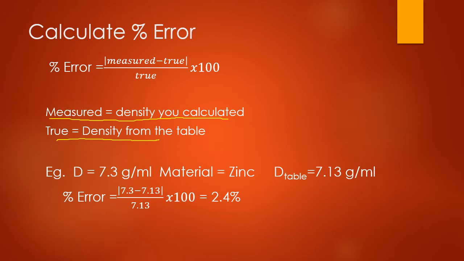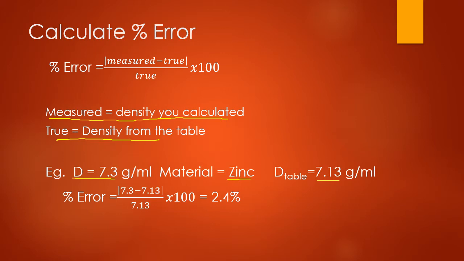So let's look at an example. Say you calculated your density using your measurements to be 7.3 grams per mil. Looking at the table, the closest material that had that density was zinc. Now, its density wasn't 7.3, but it's close. It's 7.13.